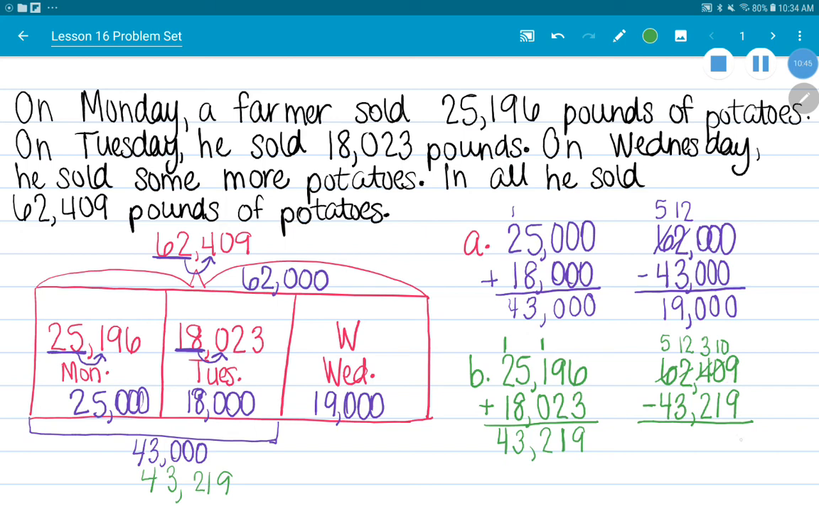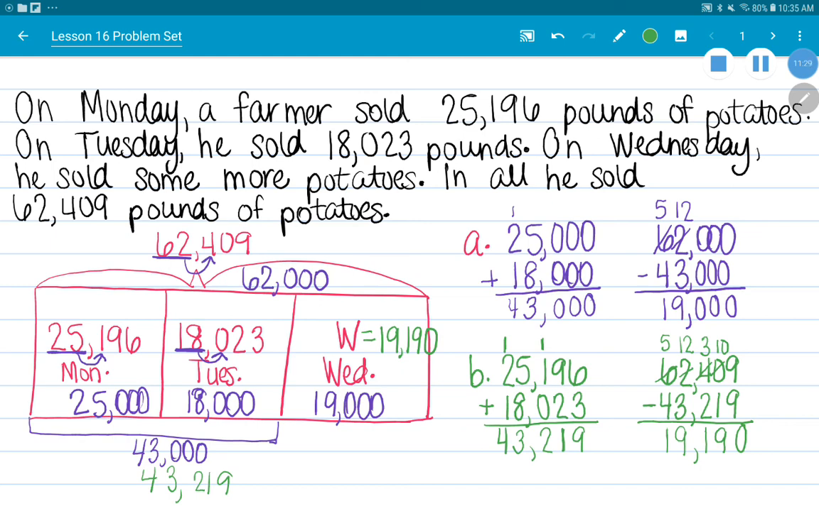Yes. 9 minus 9 is 0. 10 minus 1 is 9. 3 minus 2 is 1. 12 minus 3 is 9. And 5 minus 4 is 1. So what's the actual value of W? 19,190. So the actual amount of potatoes that he sold on Wednesday was 19,190. Is that close to our estimate of 19,000? Yes.